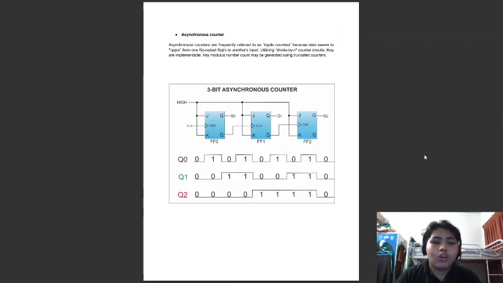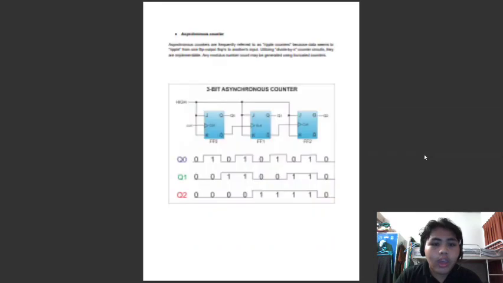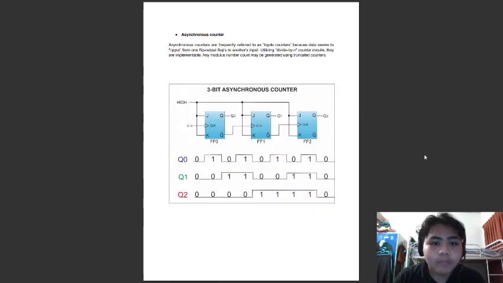We have two different types of counter. The first one is the asynchronous counter. Asynchronous counters are frequently referred to as ripple counters because data seems to ripple from one flip-flop's output to another's input. They are implementable utilizing divide-by-n counter circuits. Any modulus number count may be generated using truncated counters. So this is the example of a 3-bit asynchronous counter, as you can see on my screen right now.